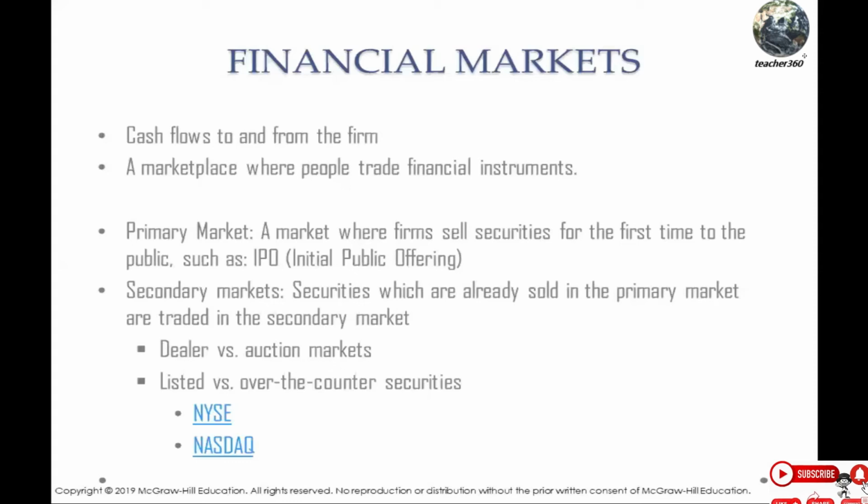When a firm wants to raise capital from the capital market, they may issue an IPO to generate capital for the first time from the primary market. When a firm generates capital for the first time, they raise capital from the primary market. Once the IPO is sold in the primary market, it is traded in the secondary market. The secondary market is a marketplace where securities are traded among the investors. Securities which are already sold in the primary market are traded in the secondary market.